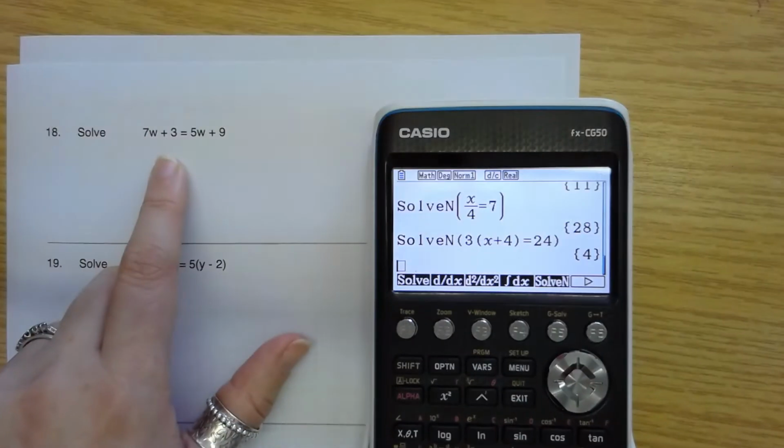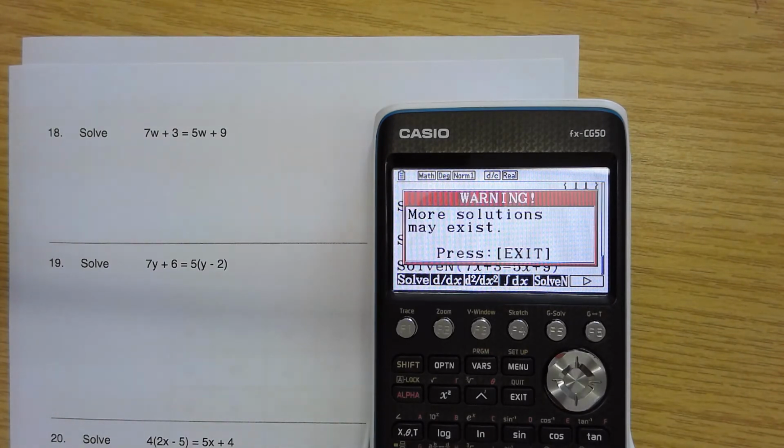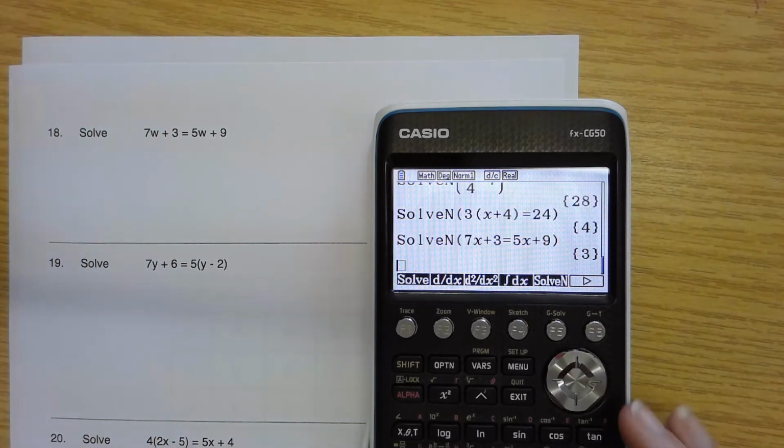And now everything we've been doing so far has the unknown on one side. Here the unknown is on both sides. So let's just have a look at how the calculator might deal with that, or if we have to enter it differently. With this format, if we're using the solveN, we don't have to do anything differently. solveN, we simply have that 7x plus 3 equals 5x plus 9. Close my bracket, done. Exit. The answer is 3.